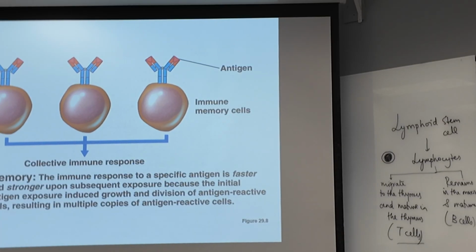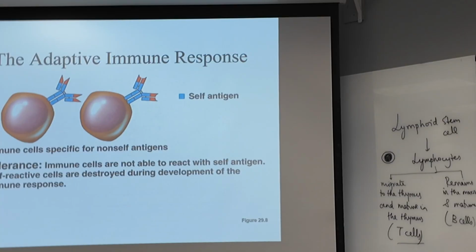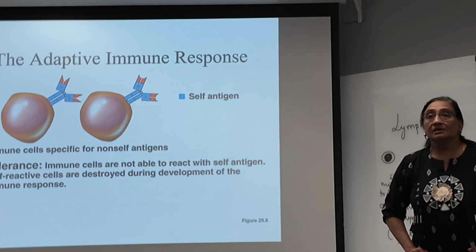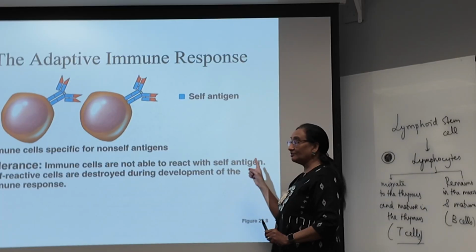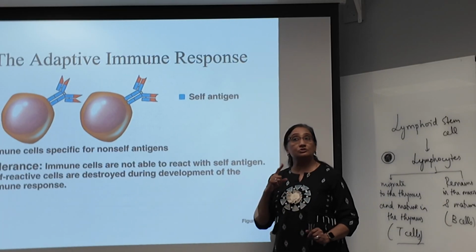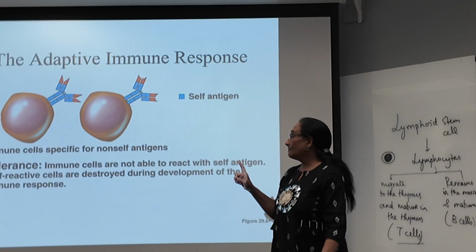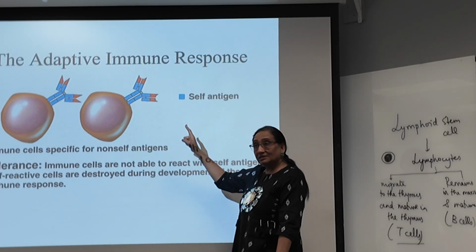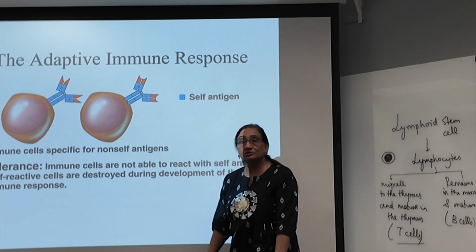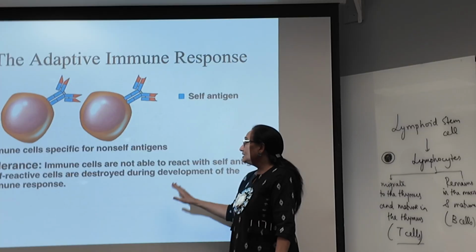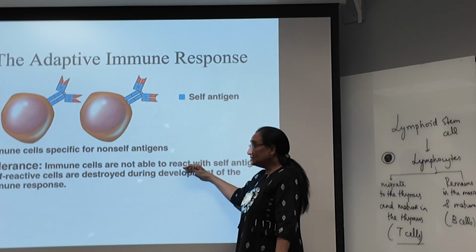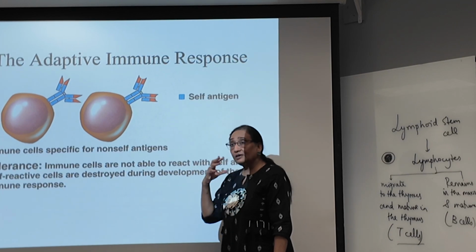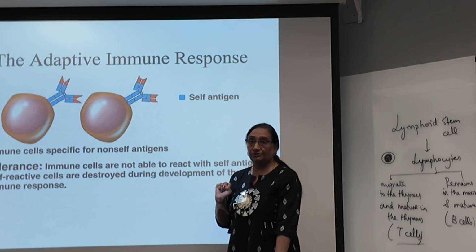And lastly is tolerance. Tolerance is that it is capable of recognizing self-antigens and not destroying your own cells. It only attacks the pathogenic foreign antigens. It doesn't attack self-antigens. And this is a very important characteristic of adaptive immunity.